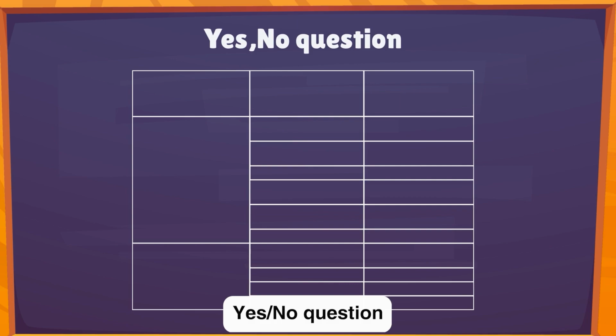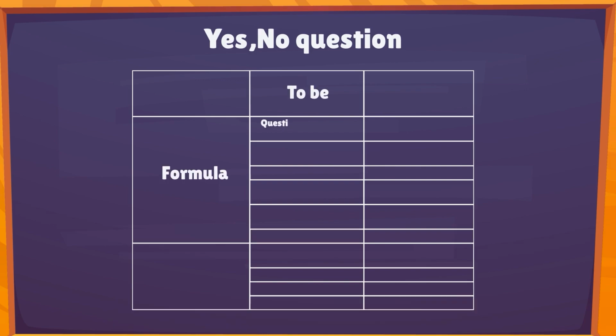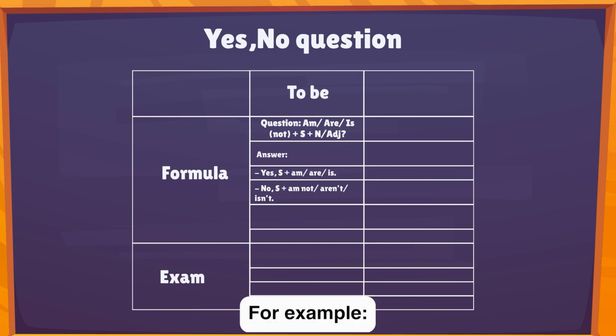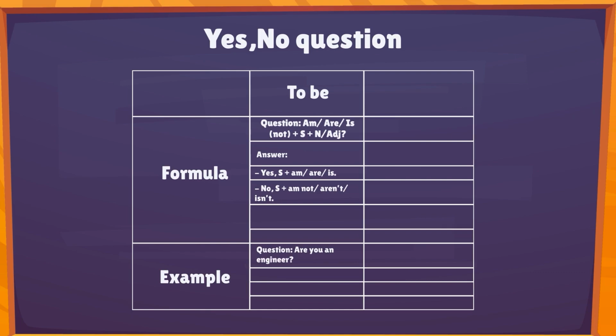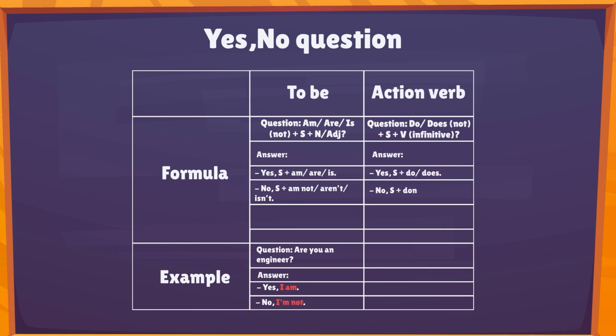Yes, no question. Now, we have the yes, no question form with the verb to be. For example, question: are you an engineer? Answer: yes, I am. No, I'm not. With action verbs. For example, question: does he play football? Answer: yes, he does. No, he doesn't.